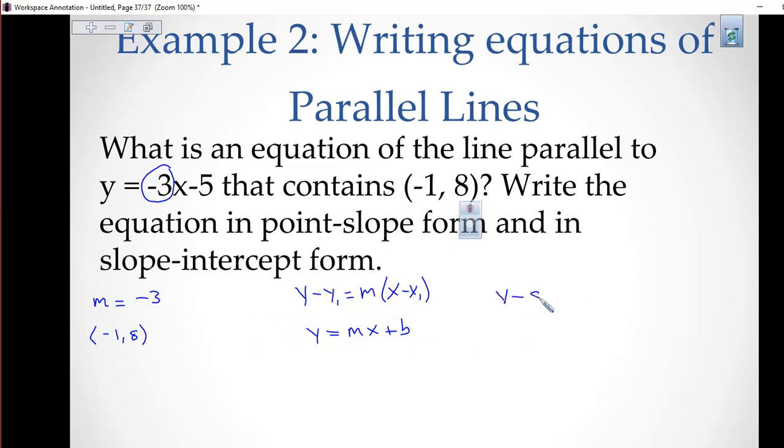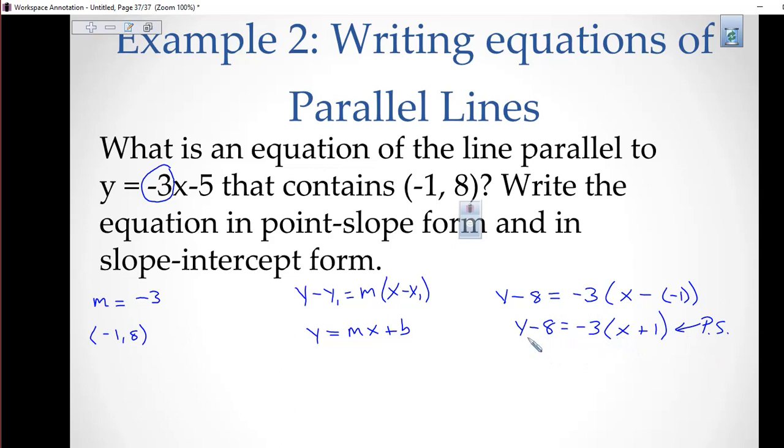So y minus 8 equals negative 3 times x minus our x-coordinate of negative 1, and we have to go back and change our signs, any sign that needs to be changed. So negative 3, and this becomes x plus 1. So this right here is point-slope form. So we would be done if it said leave it in point-slope form, this would be our result.